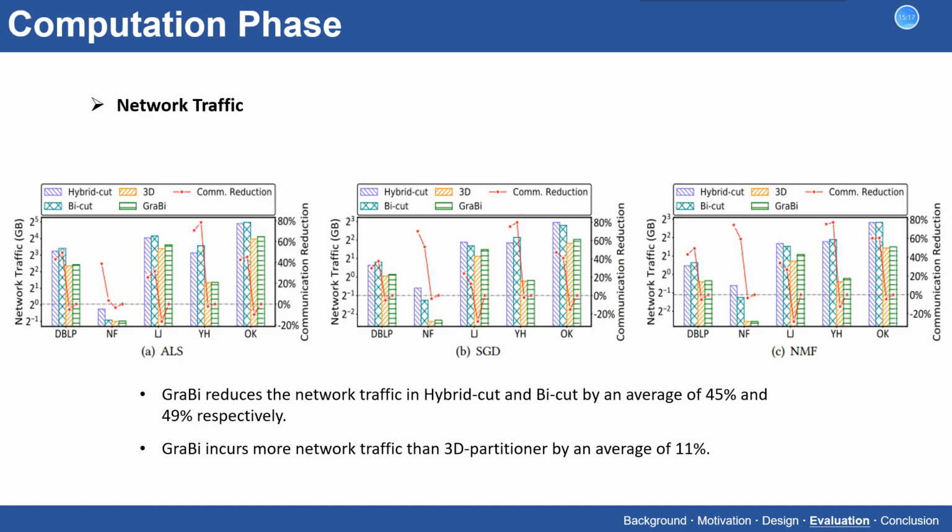Then, let's see the performance in the graph computation phase. The above three figures compare the communication traffic of the four partitioning frameworks when executing different algorithms. Overall speaking, GraBi reduced the communication traffic of HybridCat and BCat by an average of 14.5% and 49% respectively. However, GraBi incurs more communication traffic than 3D partitioner by an average of 11%, because the replication factor of GraBi is slightly higher than that of 3D partitioner.